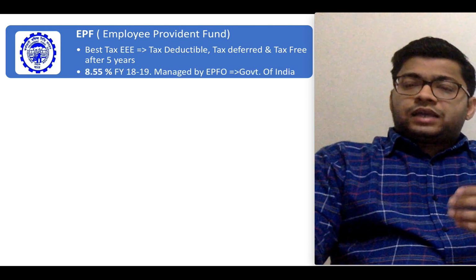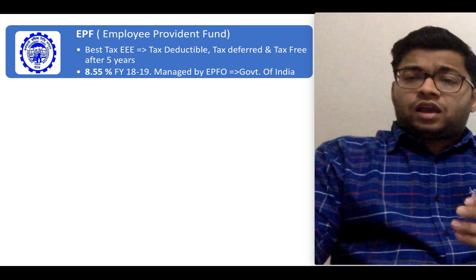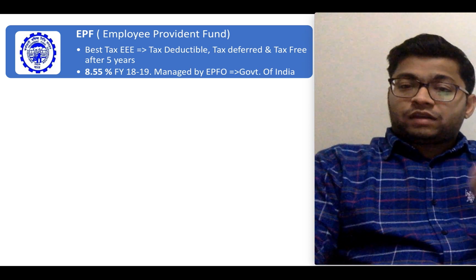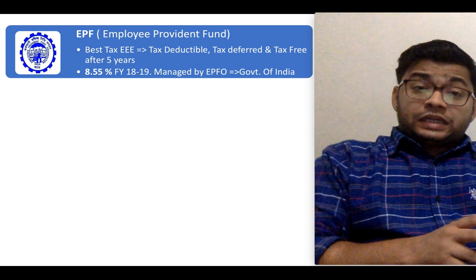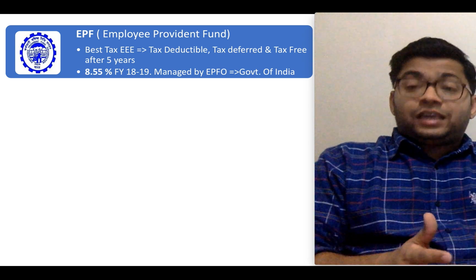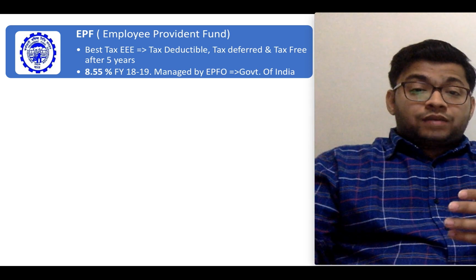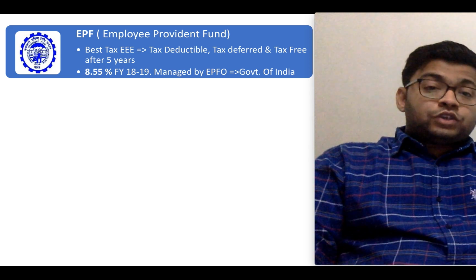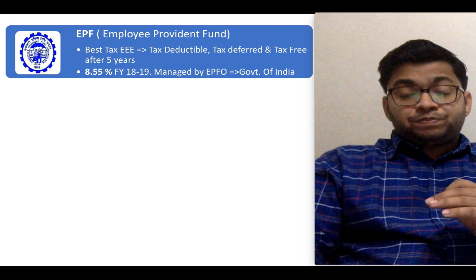In the past, I think 4 or 5 years, they've typically been 8.5 to 8.7%. Earlier, they used to be very high because the inflation rate was high, but this is what it typically is. So the returns are 8.55%, and you are going to get it tax free every year compounded. And who manages it? It is managed by an organization called Employee Provident Fund Organization.